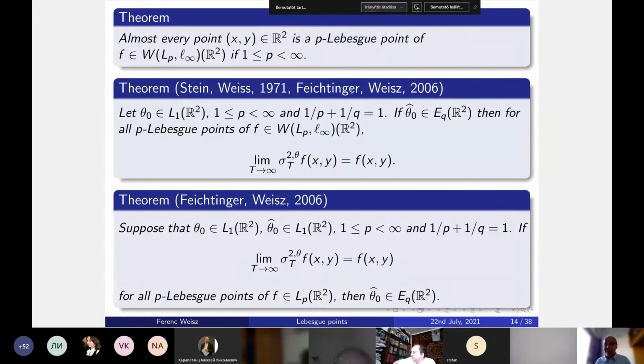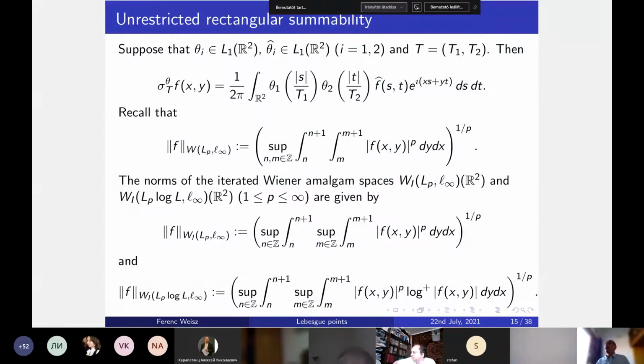Let's turn to the second one. As I said before, the second generalization is for the rectangular summability. Here is the definition of the theta means. In this definition, we use two theta functions, theta 1 and theta 2. We suppose again that all theta functions and the Fourier transforms are integrable functions. T is equal to the vector T1 and T2.